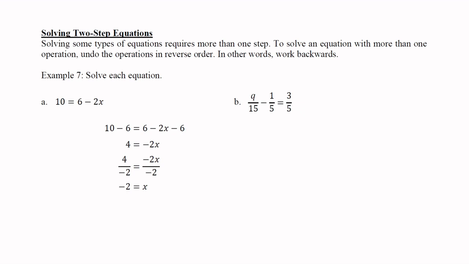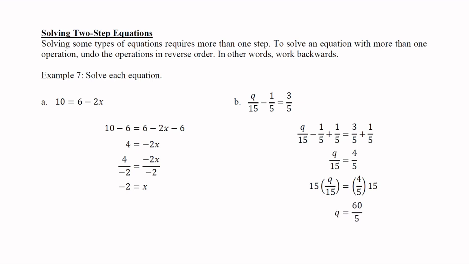For b, we're going to, again, start from the outside and work our way in. So we're going to start with adding 1/5 to each side. And when we do, we're left with q over 15 on the left. 3/5 plus 1/5 gives us 4/5. And then we're going to multiply each side by 15. That's going to give us q on the left, and we can work it out as 15 divided by 5 on the right, which gives us 3, and 3 times 4 gives us 12. Or you can do 4 times 15, which gives us 60, divide that by 5, and that gives us 12 as well.